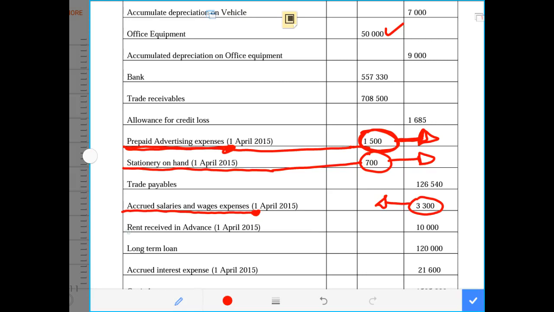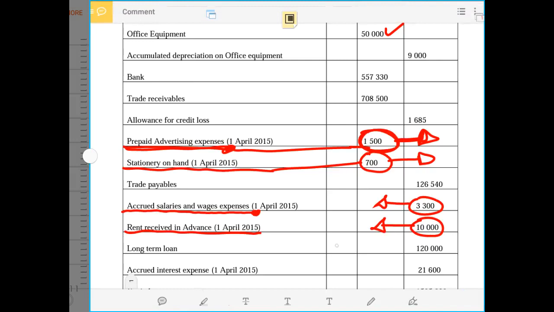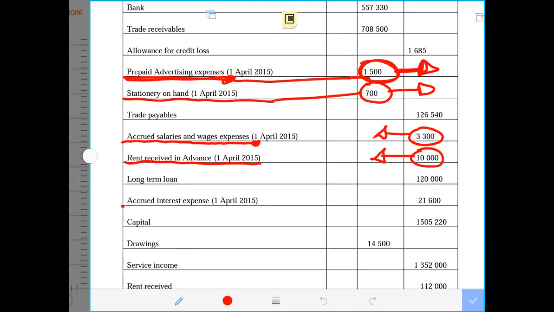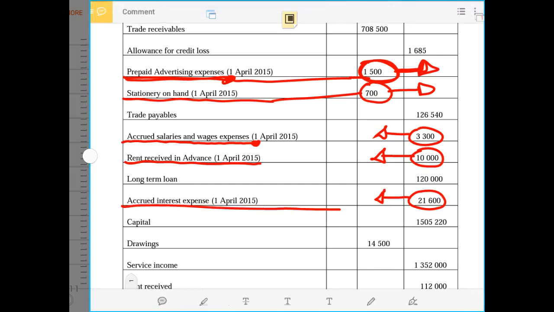Then after, we also have rent that was received in advance at the beginning of the year. Then this will have to be reversed, and when we reverse this, we have to debit income received in advance or rent received in advance. Then after, we have accrued interest expense also, which was 21,600 accrued. Then we have to make a reversal of this, and when we reverse the credit entry or liability, we have to reverse it by debiting that accrued expense.